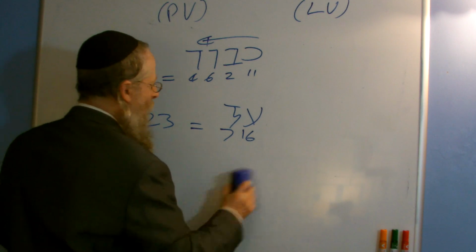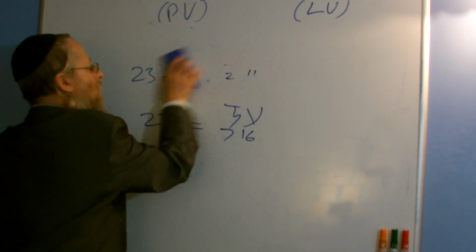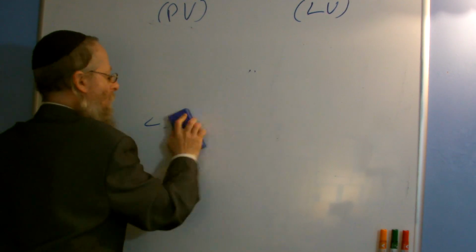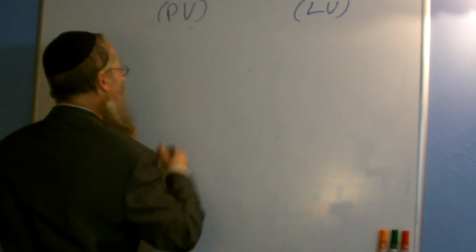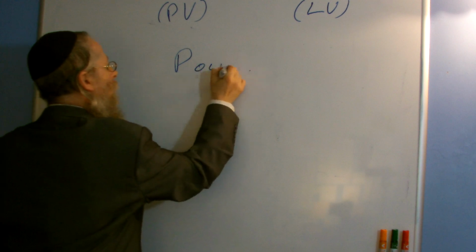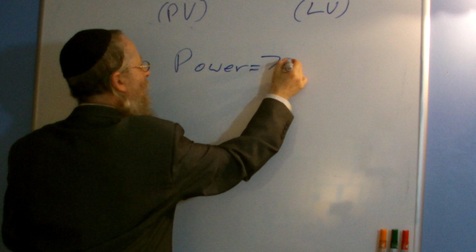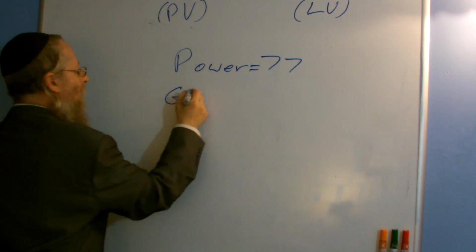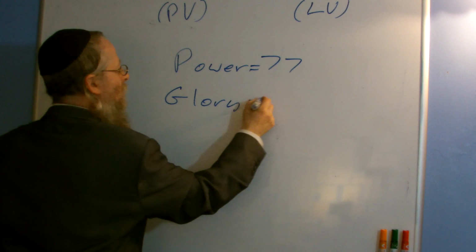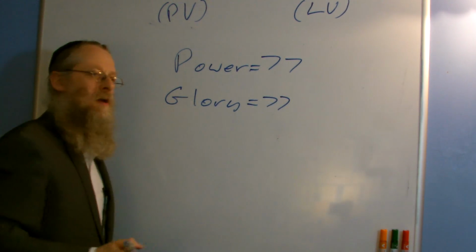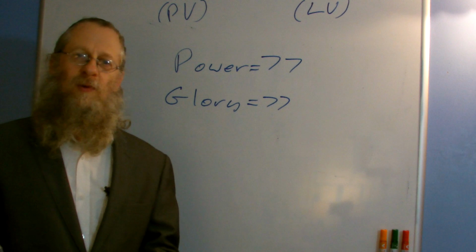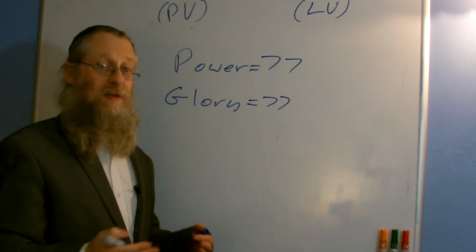So we'll look at the English, power and glory. Power was equal to 77, and glory was also equal to 77. So I had it in the placement value in both the Hebrew and in English being the same.